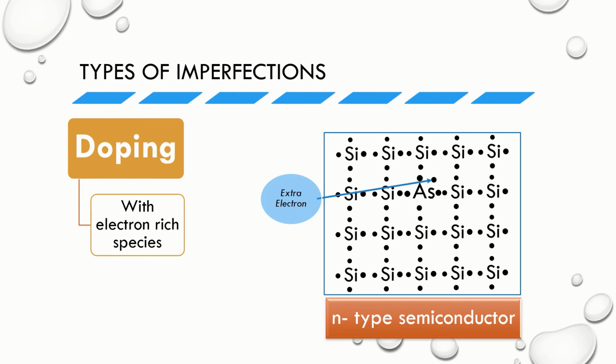This is an example of extrinsic conduction. In this type of conduction, current is carried by the excess electrons in the normal way. This is called n-type semiconduction. n stands for negative charge.